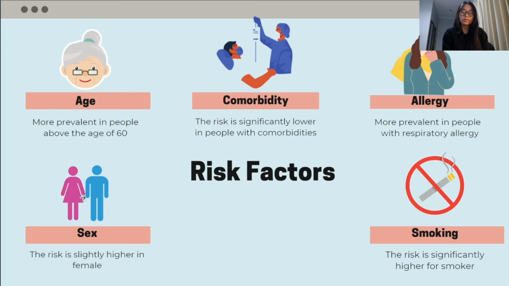The risk factors for gustatory dysfunction in COVID-19 patients are age, sex, allergy, smoking habits, and comorbidity. The risk for gustatory dysfunction is higher in people above the age of 60 and slightly higher in females. Current smoking habit and history of allergy, particularly respiratory, significantly increase the risk of taste loss in COVID-19 patients. Hospitalization and comorbidity, on the other hand, have an inverse association with the risk of gustatory dysfunction, suggesting that gustatory dysfunction may be a symptom of less severe COVID-19 infection.